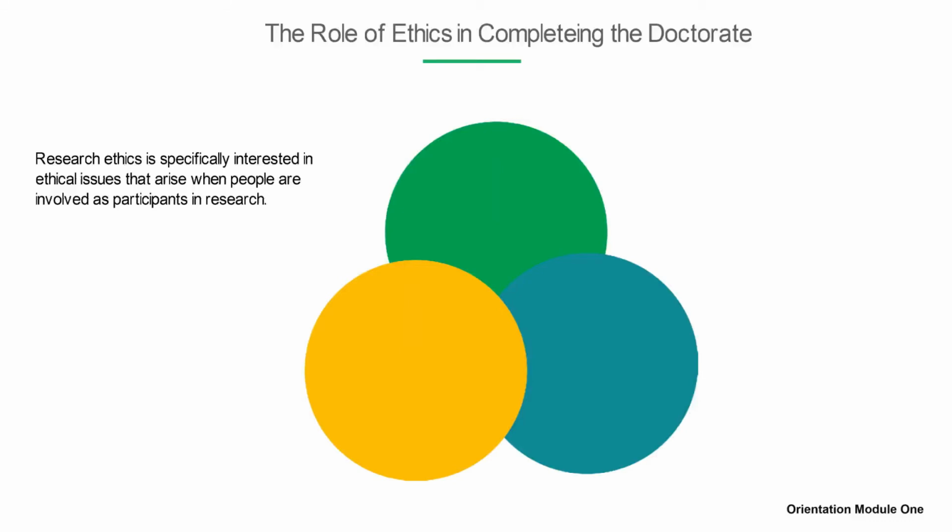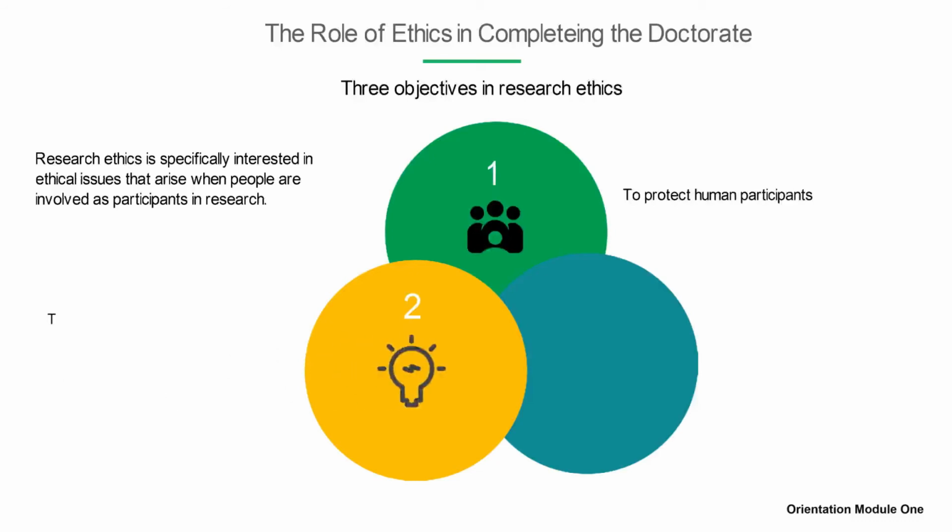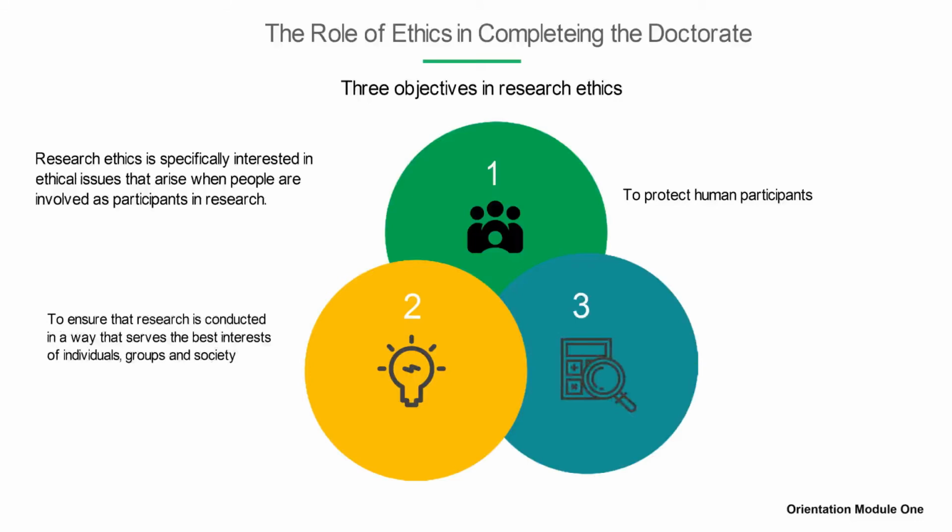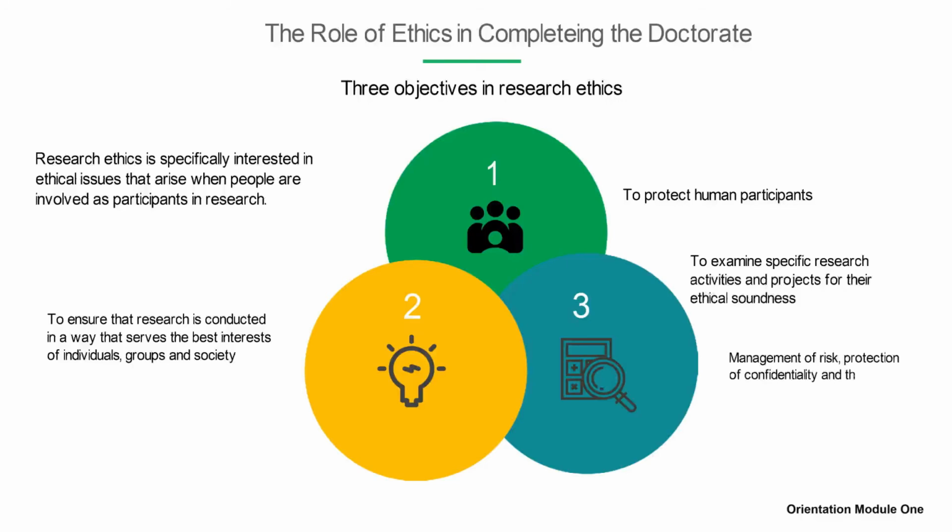Usually, there are 3 objectives in research ethics. 1. To protect human participants. 2. To ensure that research is conducted in a way that serves the best interest of individuals, groups, and society. And 3. To examine specific research activities and projects for their ethical soundness, looking at issues such as the management of risk, protection of confidentiality, and the process of informed consent.